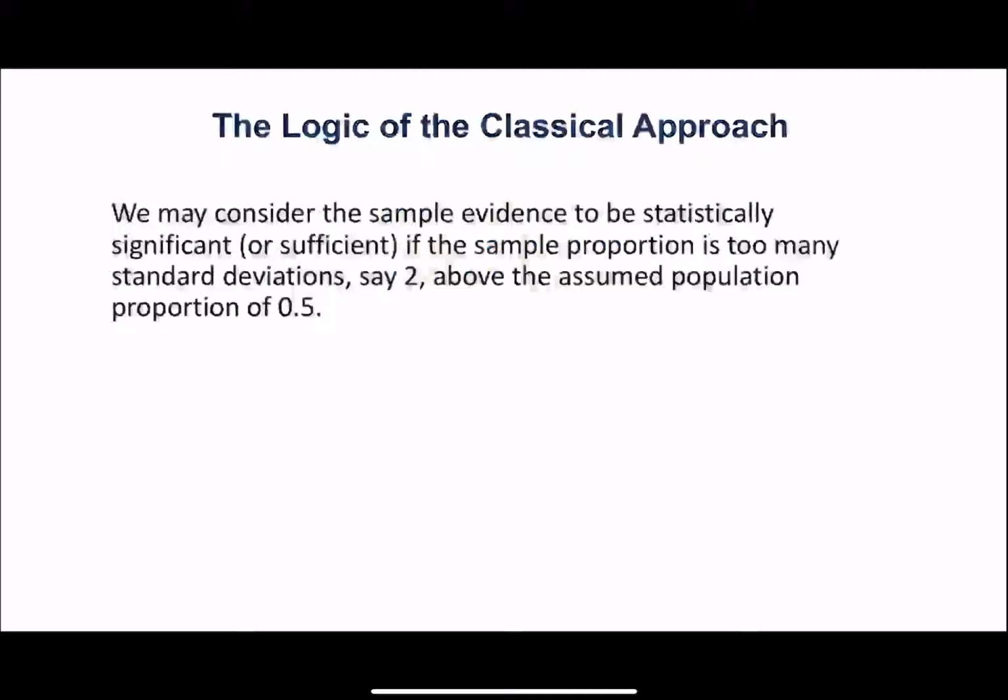So we may consider the sample evidence to be statistically significant if the sample proportion is too many standard deviations, let's say two, because that's what we're used to, above the assumed population proportion of 0.5. So the first thing we need to do is figure out what our z-score is.